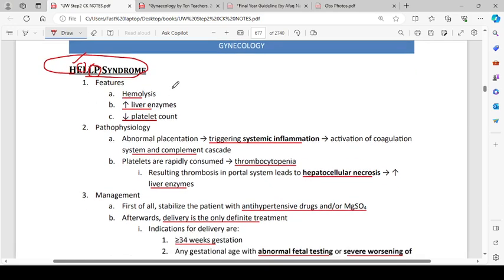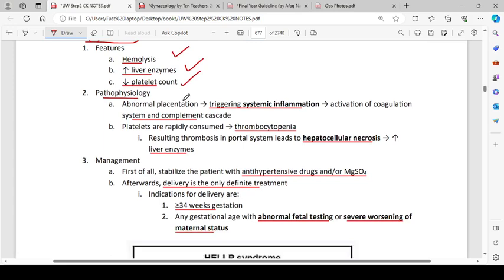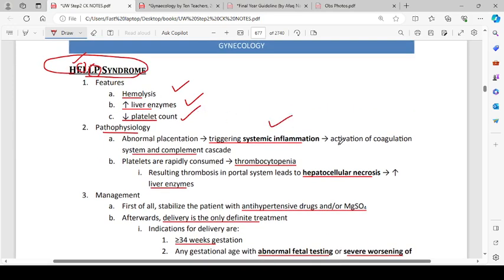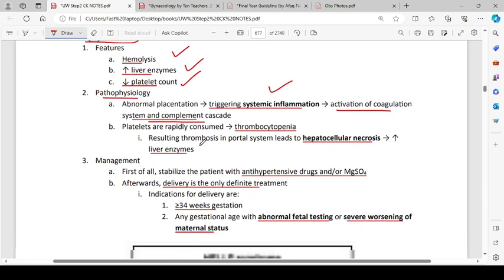So features are hemolysis, increased liver enzymes and decreased platelets. Pathophysiology includes abnormal placentation, triggering systemic inflammation, which leads to activation of the coagulation system and complement cascade. Platelets are rapidly consumed, that is thrombocytopenia. Resulting thrombosis in the portal system leads to hepatocellular necrosis and increased liver enzymes.